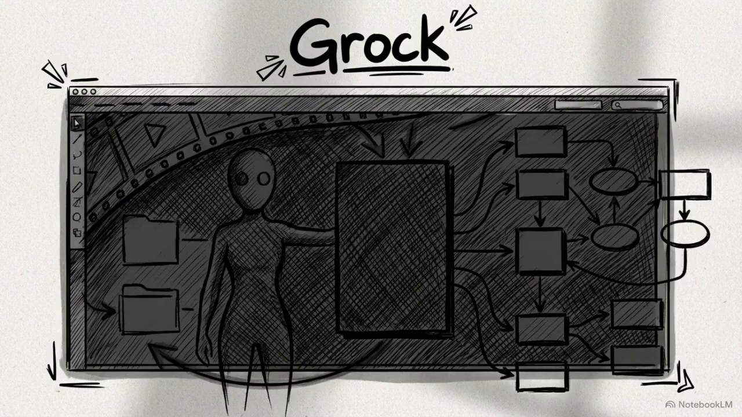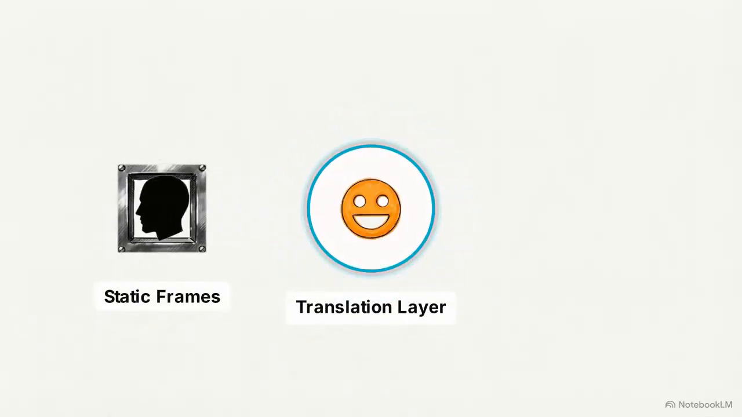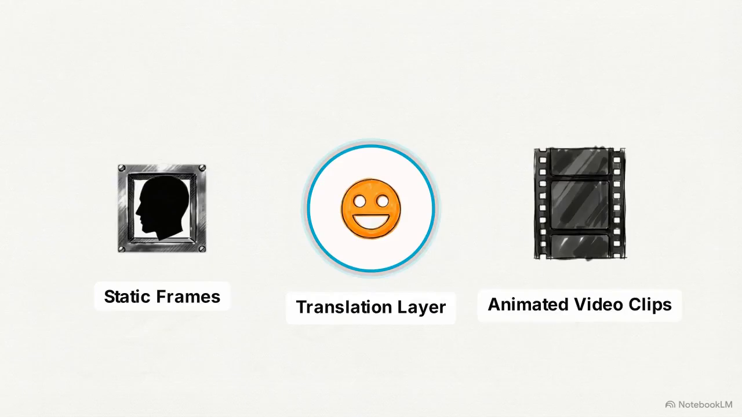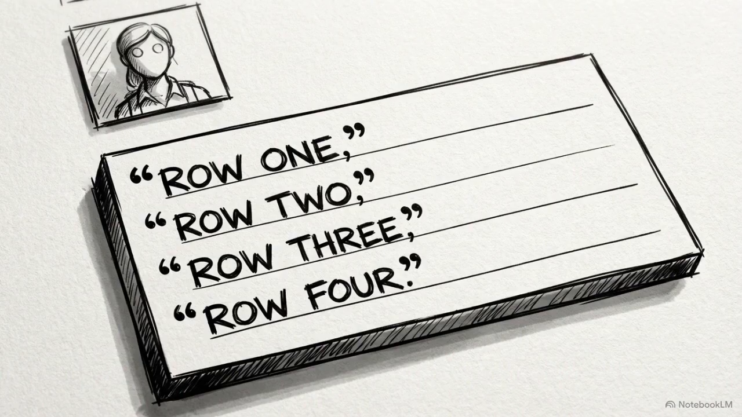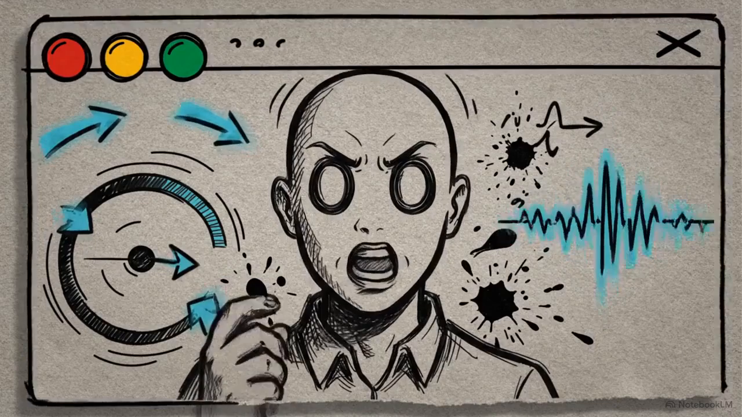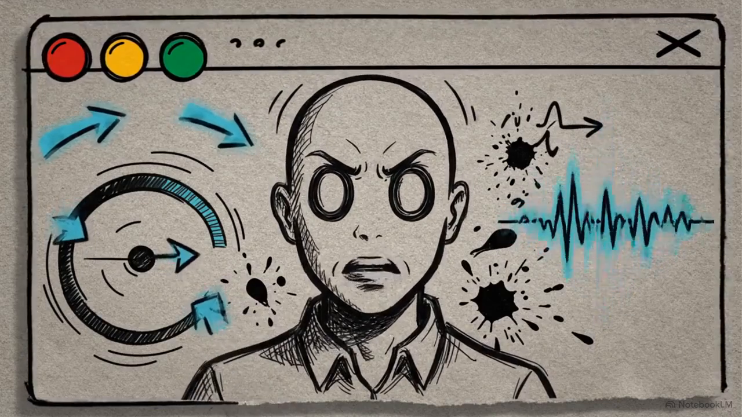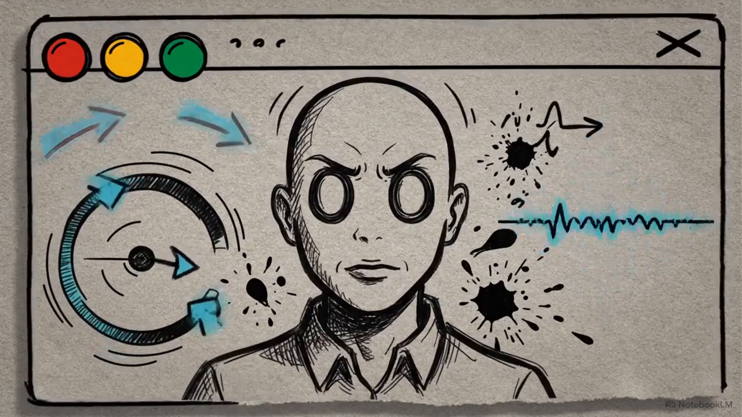Next, we use Grock. This tool acts as a translation layer, converting static frames into animated video clips. Upload your first Gemini still image into Grock, then copy the matching dialogue prompt we built earlier and paste it into the prompt box. Watch the rigid static face come alive. The character instantly acquires natural facial expressions, subtle movements, and perfectly synchronized speech.